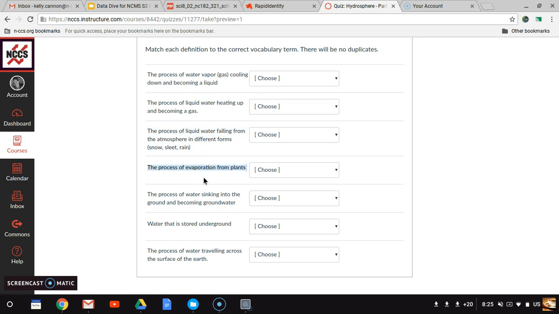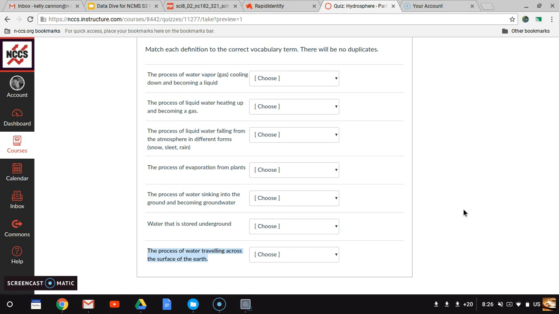The next definition, the process of evaporation from plants. The process of water sinking into the ground and becoming groundwater. The sixth definition, water that is stored underground. And finally, the process of water traveling across the surface of the earth.